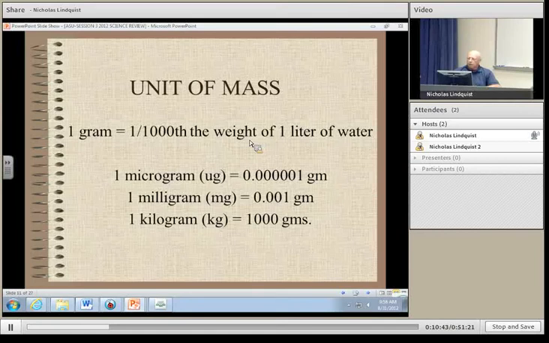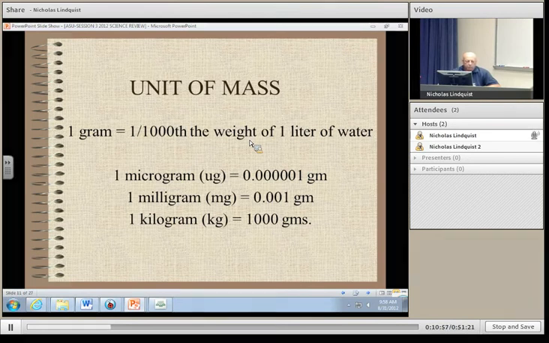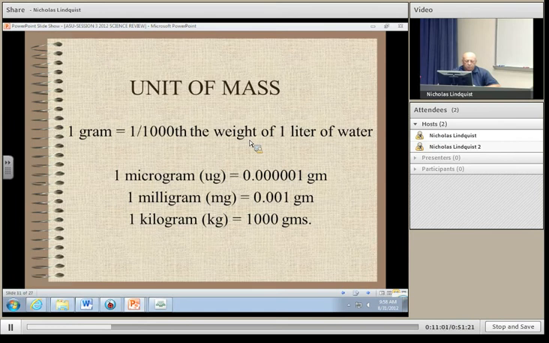For units of mass, we have 1 gram equates to 1/1000th of the weight of 1 liter of water. So 1 microgram would be 1/millionth of a gram. 1 milligram would be 1/1000th of a gram. And 1 kilogram would be 10,000 grams.